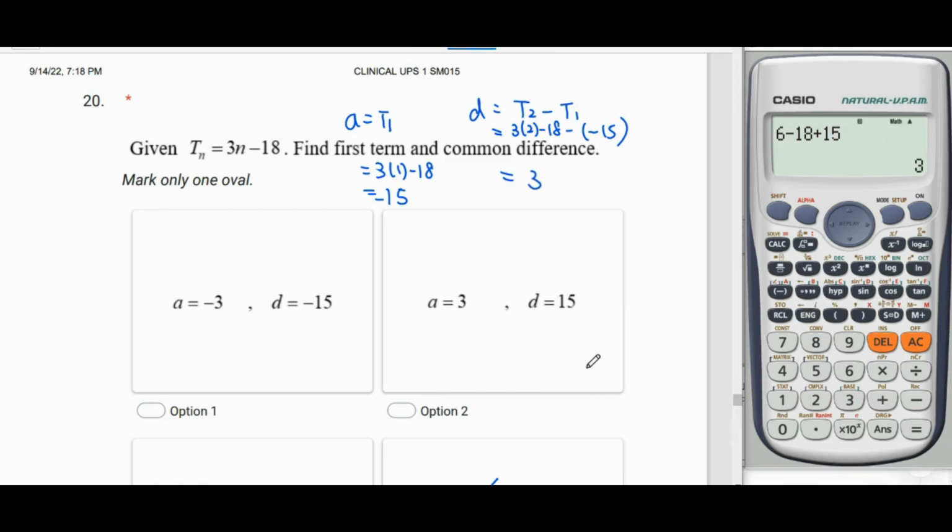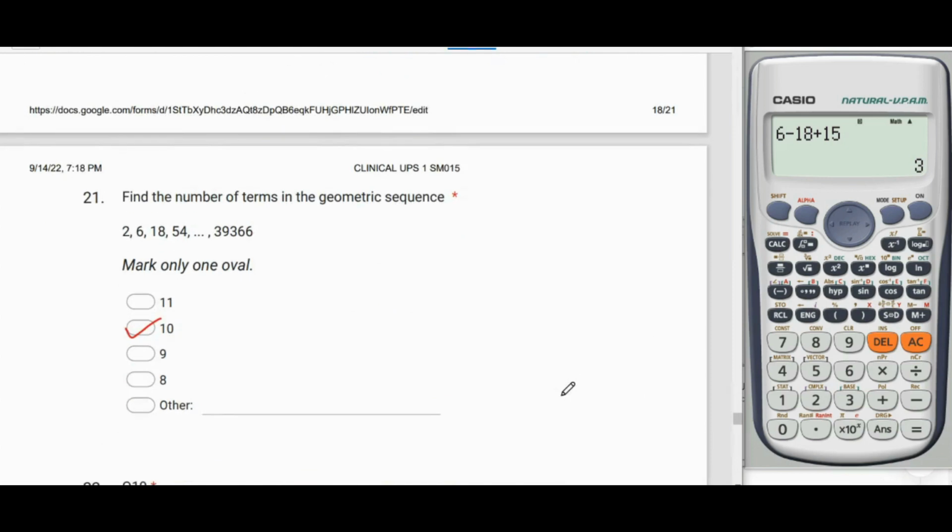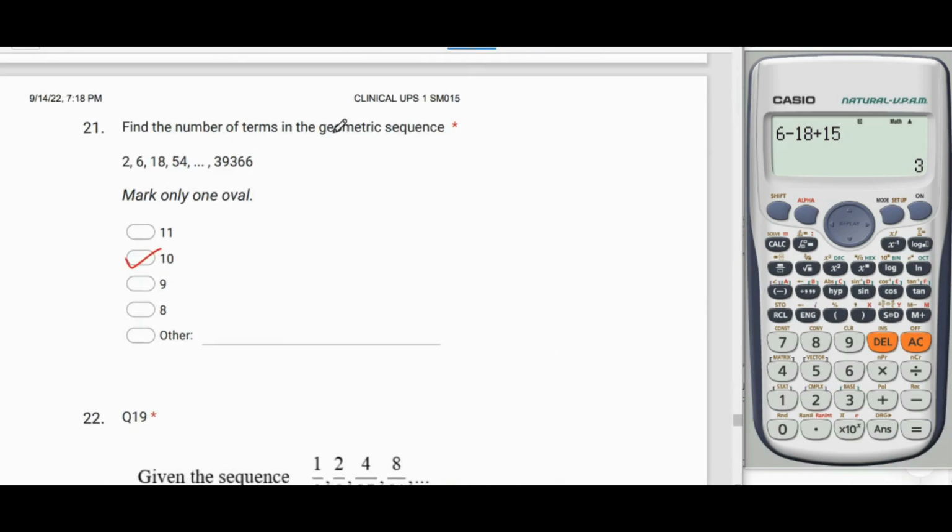Three. Yes. Alright. Then find the number of terms in this geometry sequence. So we want to know which term this is. Geometry sequence. For the first term, a is 2. Common ratio 6 over 2 is 3. So which term is 39366? Formula for geometry nth term is a r to the n minus 1, where a is 2, r is 3.